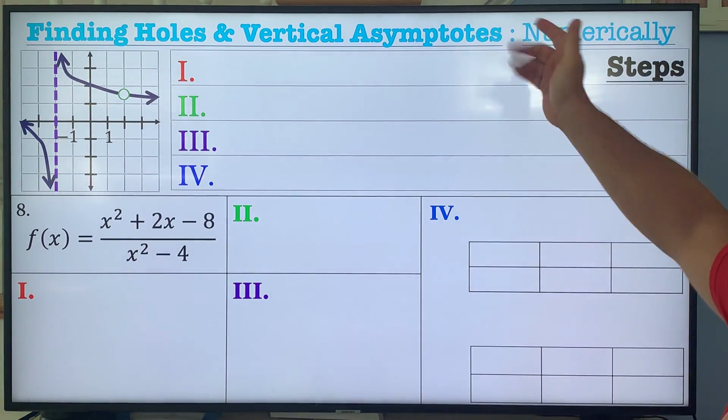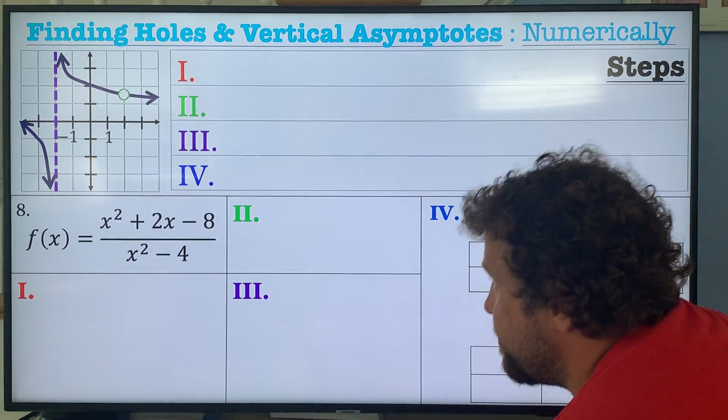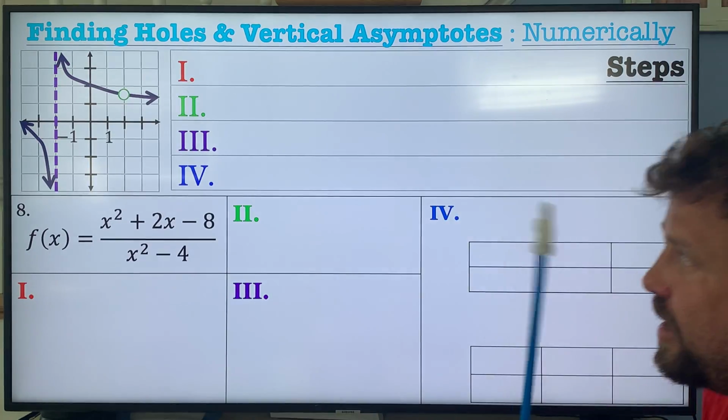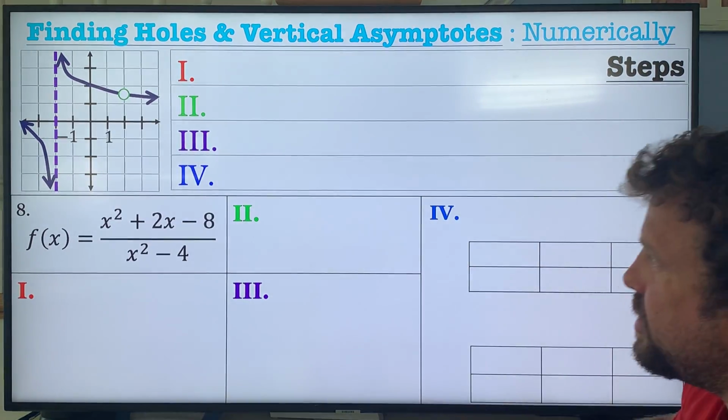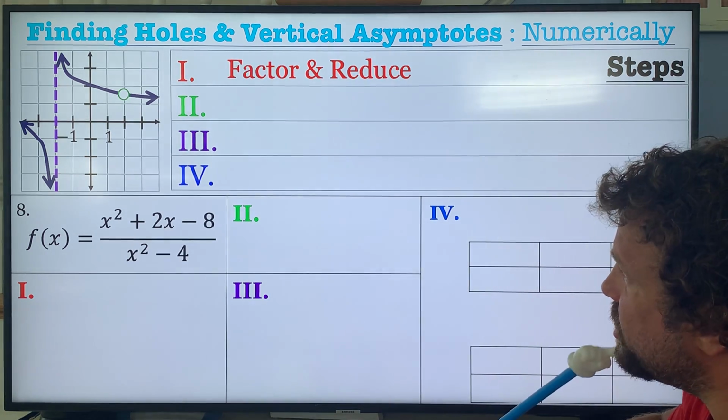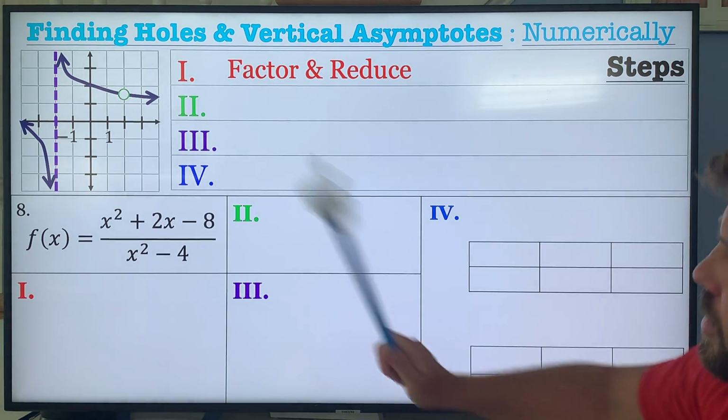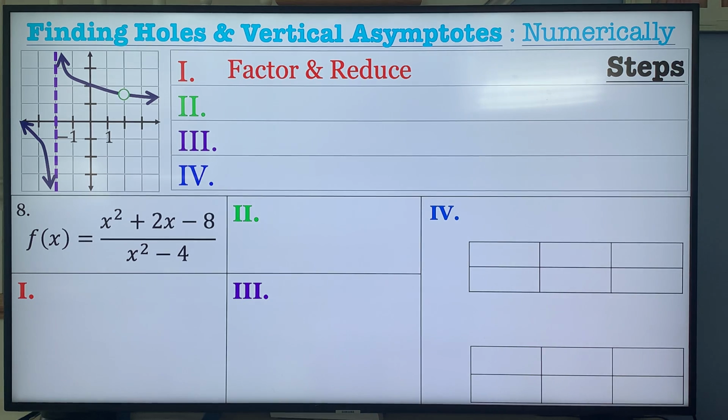Finding holes and asymptotes numerically. Let me go explain this to you one more time, now with pictures. See, pictures always help me more than words. Here's how to do it. Step 1, factor and reduce. Problem number 8.